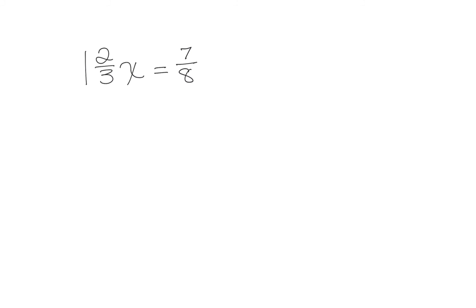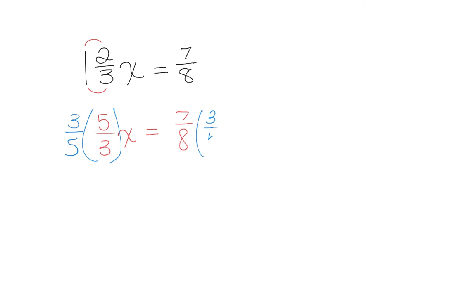All right, so the first thing we want to do is rewrite our mixed number as an improper fraction, and that would be 3 times 1 plus 2, so 5 over 3 x equals 7/8. So I just renamed 1 2/3 as 5/3. My next step then is I could either divide both sides by the coefficient, which is 5/3, or a more efficient way to do that is I can multiply both sides by the reciprocal, which would be 3 over 5.